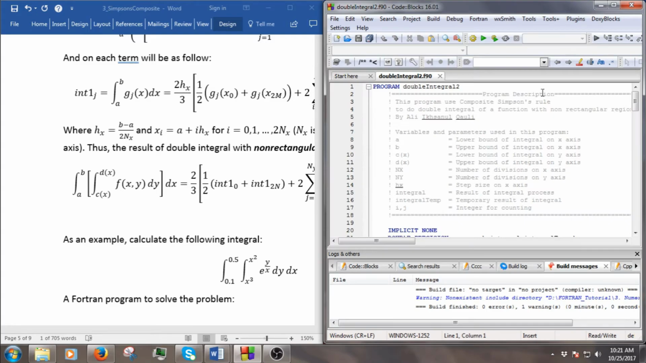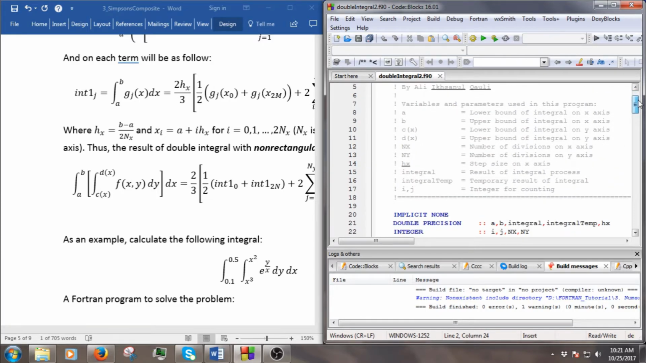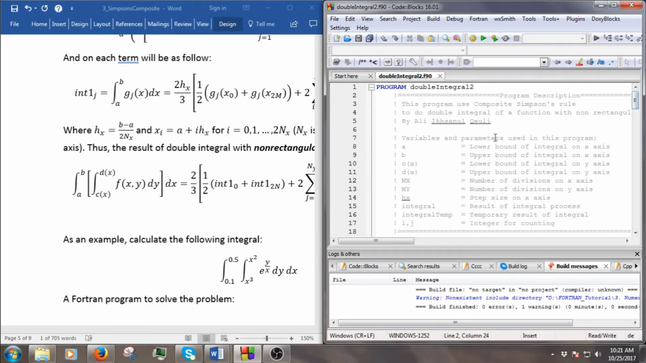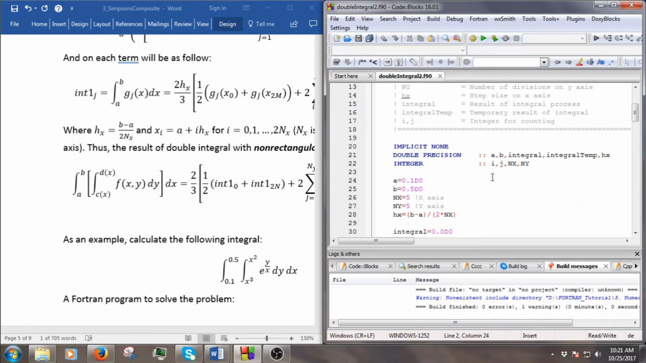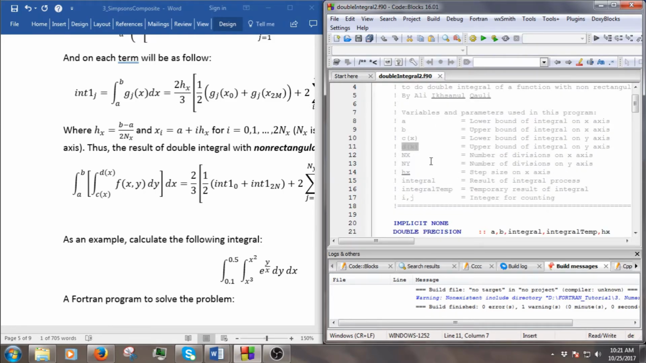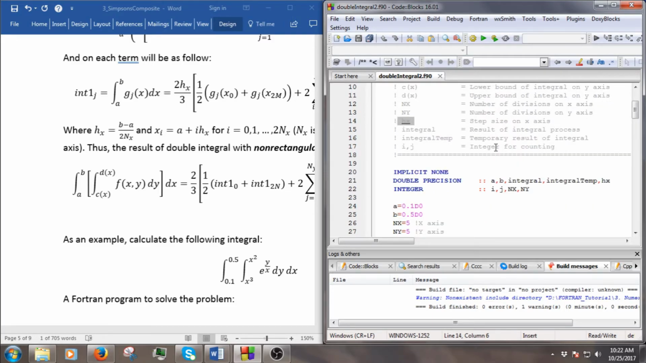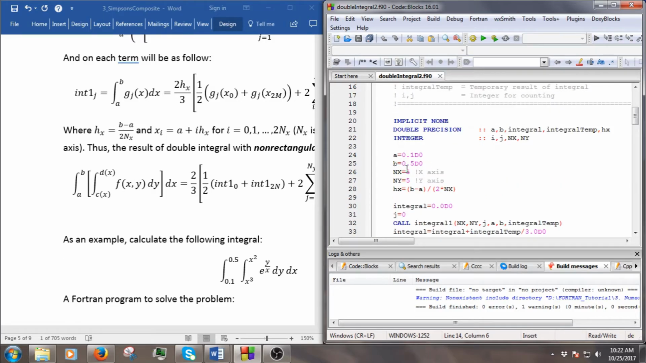Let's take a look at the code, and here is the code we introduce. We name it double integral 2. The double integral 1 is the rectangular region. So this is the non-rectangular one. And we have the lower bound and upper bound of the integral on x, the lower bound and upper bound of the integral on y, and also n_x and n_y, the number of divisions on each axis. And we have a step size here. We define the step size as well. So let's go to the main part here.